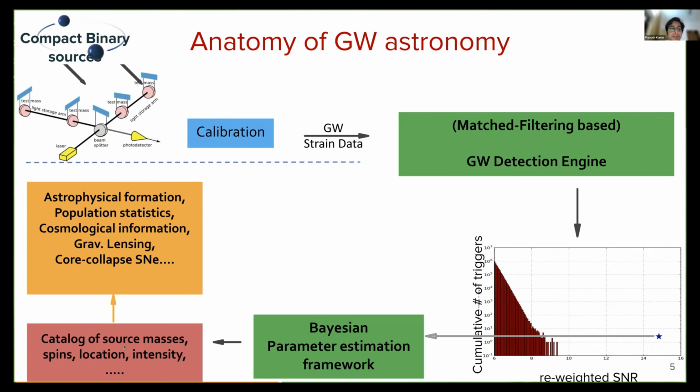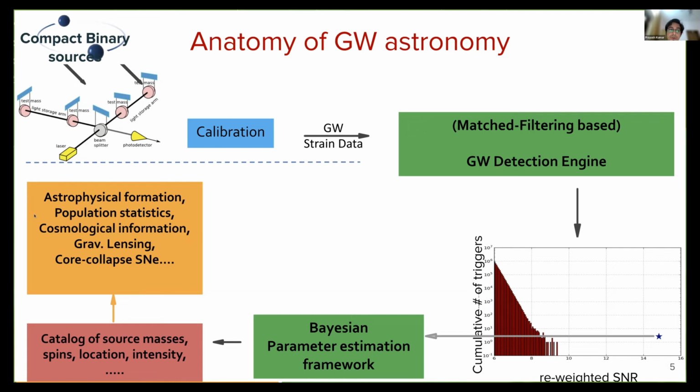Again, classically, right? And then these catalogs of source properties for all the gravitational wave events we see are used for further downstream science, such as estimation of the astrophysical formation scenarios in which such two-body systems form, the population statistics of these two-body systems, information about the expansion of the universe that they may carry with them, and other fun phenomena that we may want to measure from these signals.